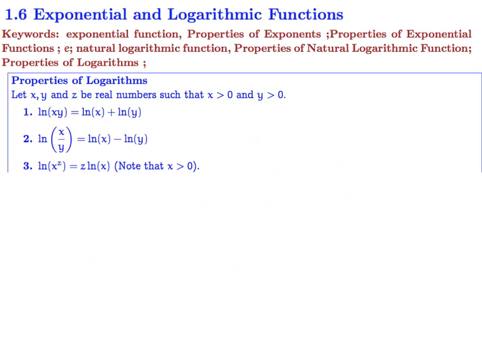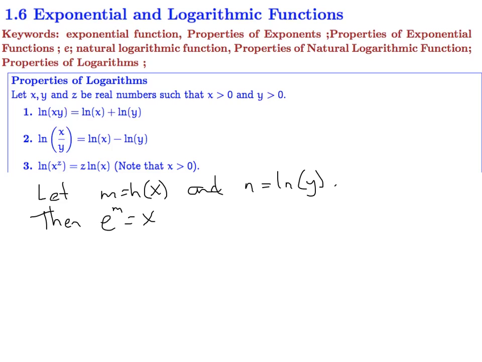What we may also do is prove it very abstractly. Let m equal the natural log of x, and let n equal the natural log of y. What this really means is that e to the m is equal to x, and e to the n is equal to y, because they're inverse functions, we switch the inputs and outputs. So we can now write that e to the m times e to the n is equal to x times y.